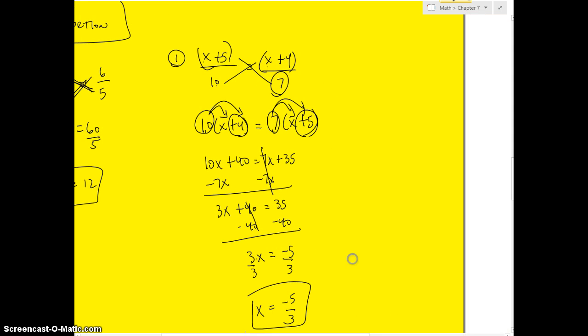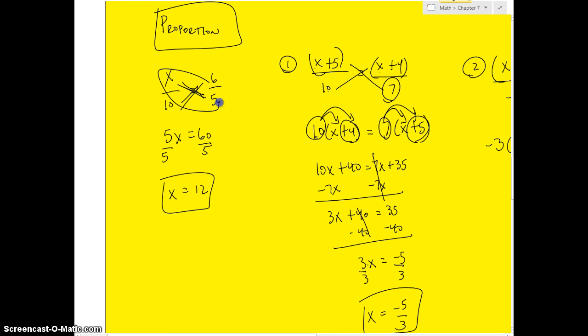Okay. Second example would be this. Let's say we have x minus 6 all over negative 3, and that equals x plus 4 all over negative 2. Again, this is a proportion, so we want to multiply our cross products. So I'm going to say negative 3 times the quantity of x plus 4. You may want to put these in parentheses. And that equals negative 2 times x minus 6.